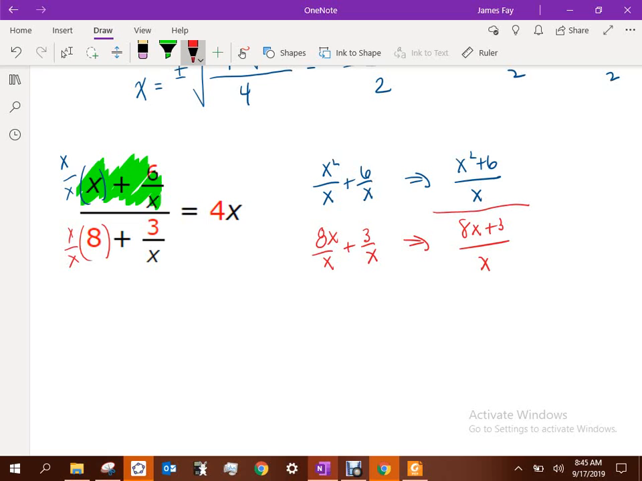If I have a compound fraction like that, and now I've condensed it so I've got one fraction on top of one fraction, like if I had 1/2 divided by 2/3, do you remember how we would do that actual division?